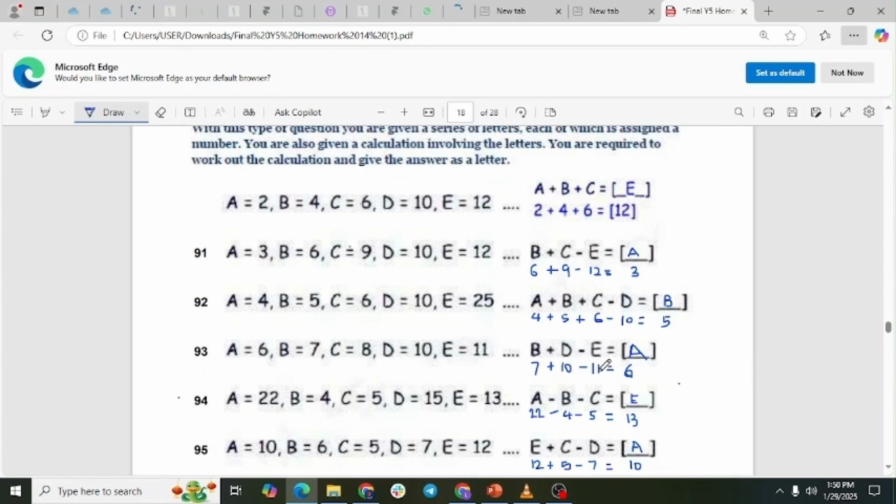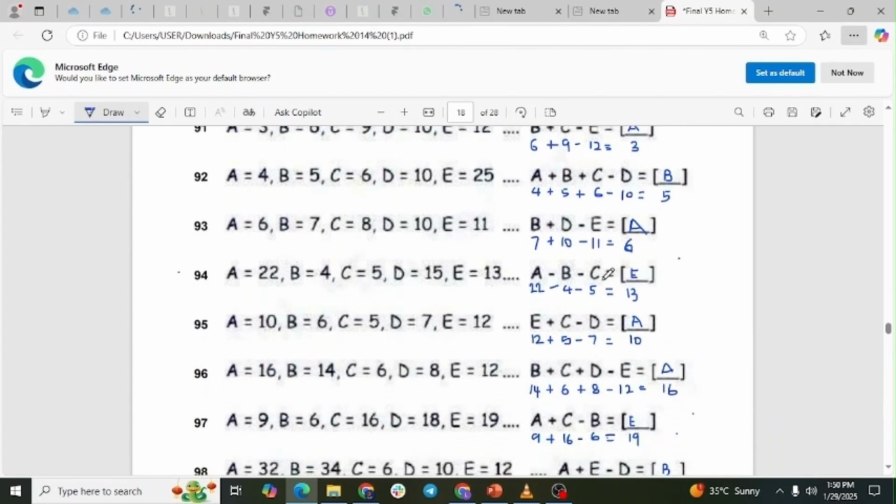Correct answer. A. Explanation. Substitute the values. 7 plus 10 minus 11 equals 6. The result corresponds to A equals 6. Question 94. Calculation. A minus B minus C equals? Where A equals 22, B equals 4, C equals 5.